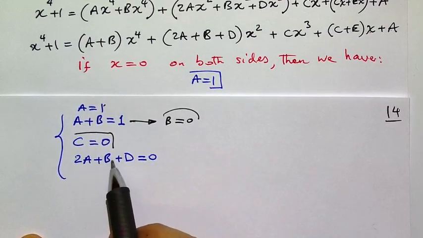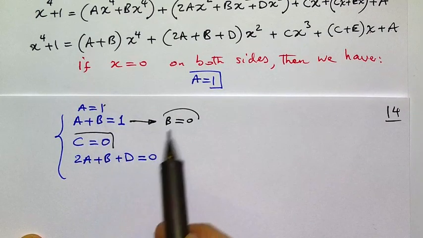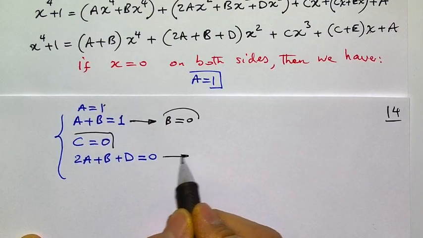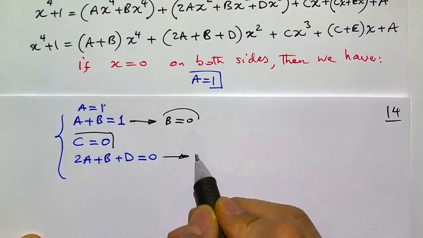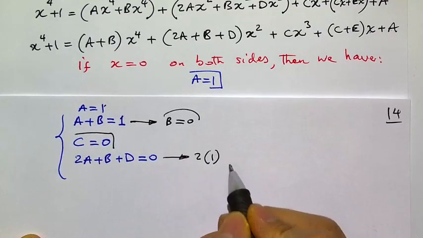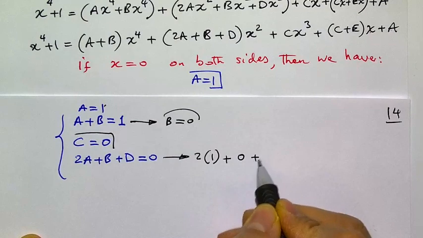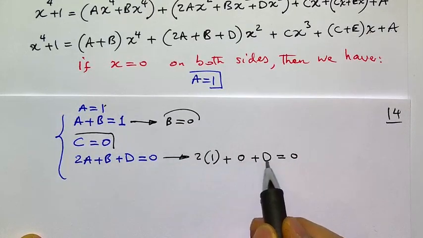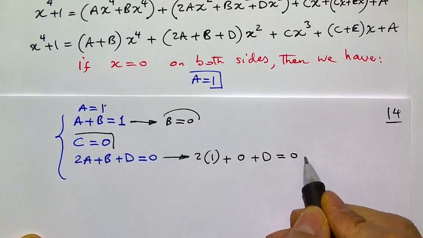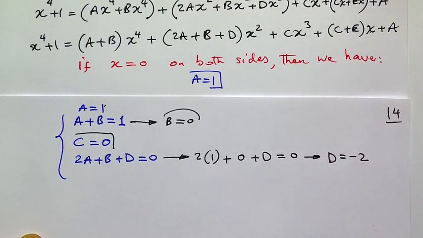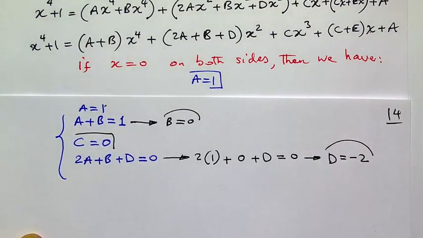So we look at this. We already have A figured out. We have B figured out. We know C. We can easily figure out D, right? We don't even need C for this equation. So 2 times 1, which we know A is equal to, plus B, which is 0, plus D must be equal to 0, right? That's this equation. So 2 plus 0 plus D equals 0. Therefore, D must be equal to negative 2. You see that? Great. So we have A, we have B, we have C, we have D.